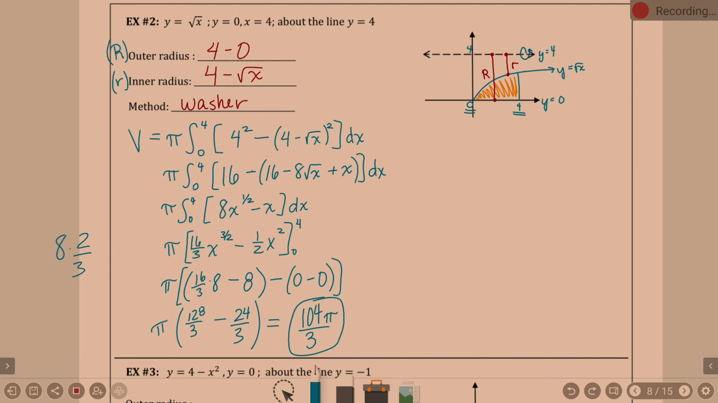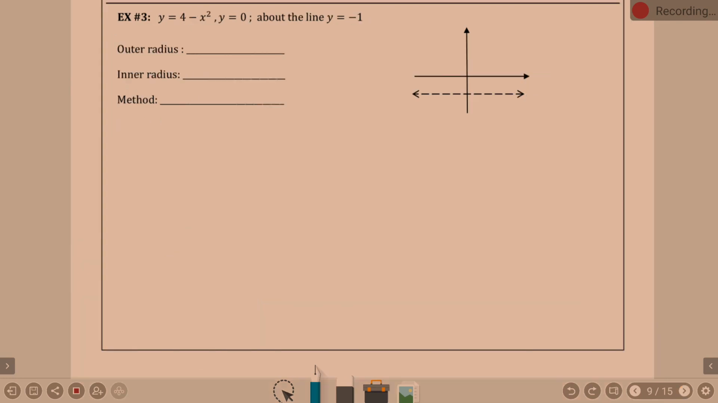Okay. Question 2? No, that was question 2, I guess, officially. Question 3. The next question, whatever. Okay. y equals 4 minus x squared, y equals 0, about the line y equals negative 1. Upside down parabola. The top is at 4, right? 4 minus x squared. Negative x squared is an upside down parabola. The positive 4 means that it goes up 4.